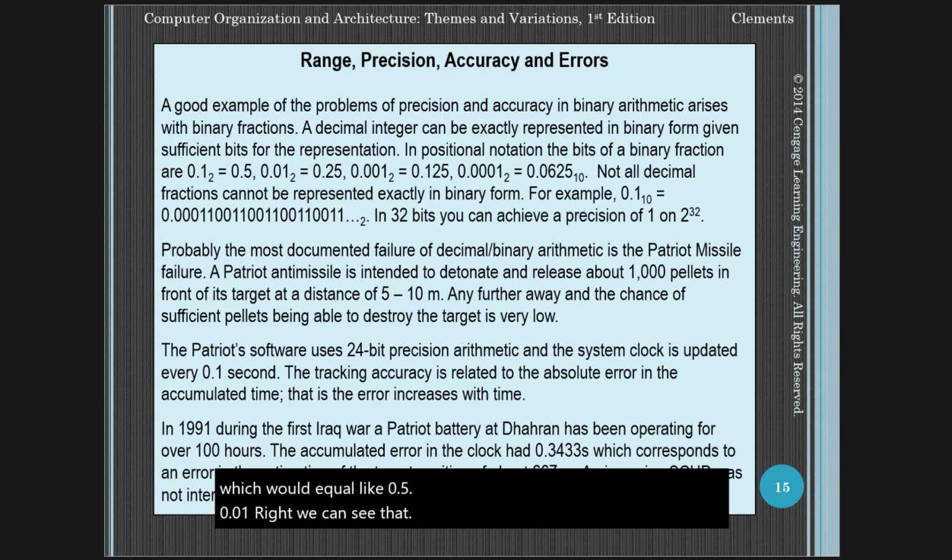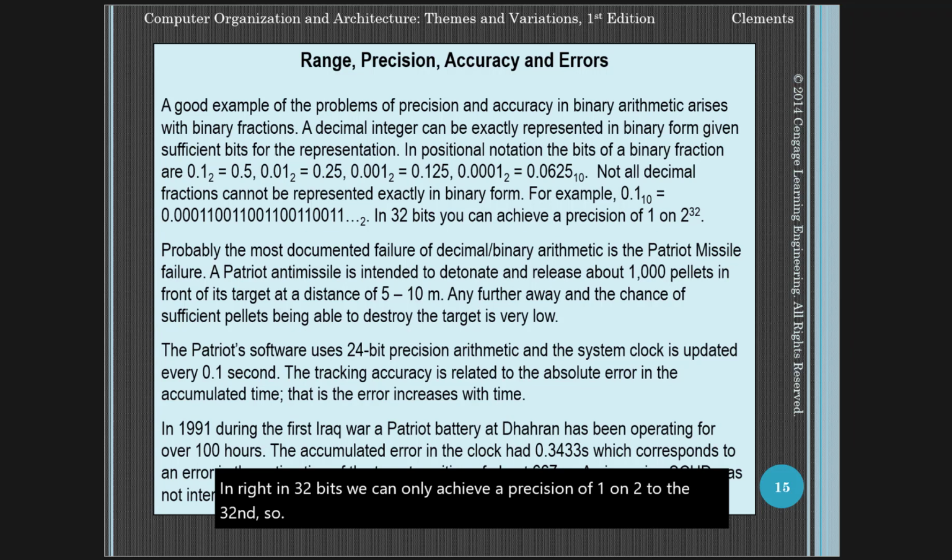Not all decimal fractions can be represented exactly in binary form, and it doesn't matter how many bits you use. And so they give an example here of this extremely long sequence. No matter how many bits we use, we could not represent 0.1 to the 10th in binary form. In 32 bits, we can only achieve a precision of 1 on 2 to the 32nd. So this is the example, right?